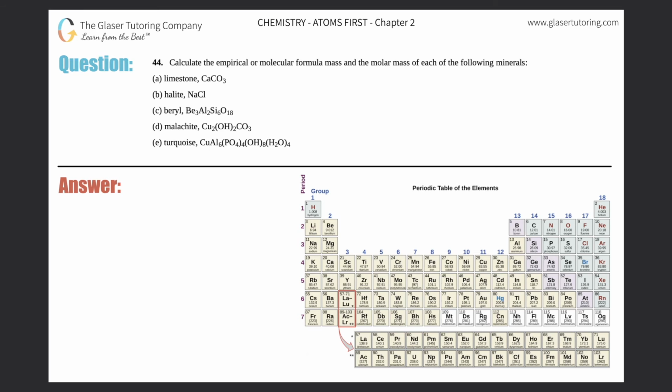Number 44. Calculate the empirical or molecular formula mass and the molar mass of each of the following minerals. Okay, I have A through E, but I only have a limited amount of space, so I'll just write A through E as I go along.